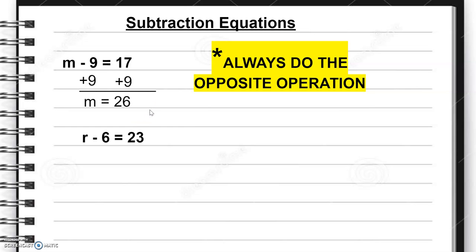Go ahead and give this one a try. R - 6 = 23.